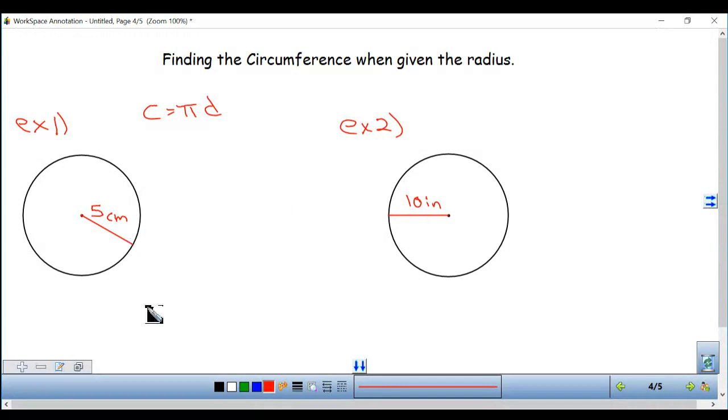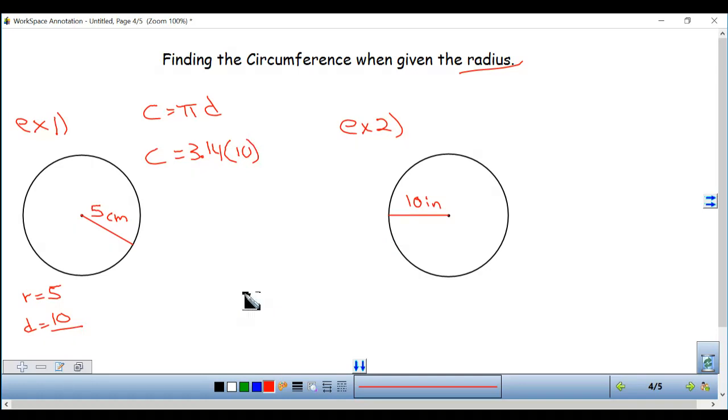So I do not have the circumference, so I leave my variable C. Pi is always 3.14, but this time I don't have a diameter. Instead, here I am given the radius. I'm given 5 for example 1. And what you should have learned in the other video is that diameter is always double the radius. So if the radius is 5, then I know the diameter is going to be 10. So I will plug in 10 for the diameter.